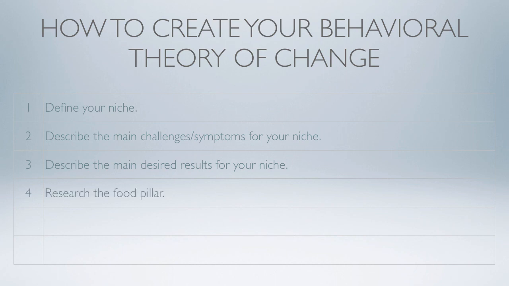So then you're going to research the food pillar. You're going to list the best and worst behaviors and explain why. Research the sleep pillar. You'll list the best and worst behaviors and explain why. And finally, research the sex pillar. List the best and worst behaviors and explain why.